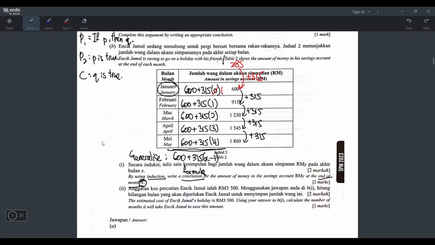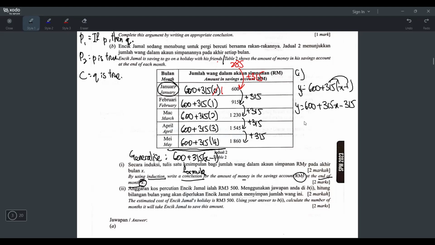Okay, let me write my question 1 working here. So write a conclusion, right? So the conclusion will be what? Okay, they say use Y to represent savings. So your Y will be this one, 600 plus 315 bracket X minus 1. And then you can expand this: 600 plus 315X minus 315.